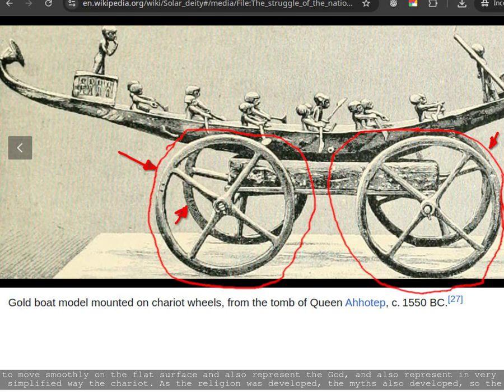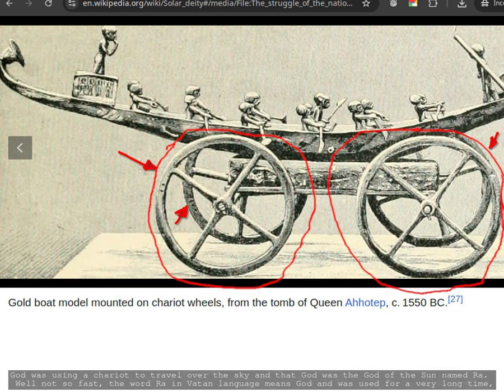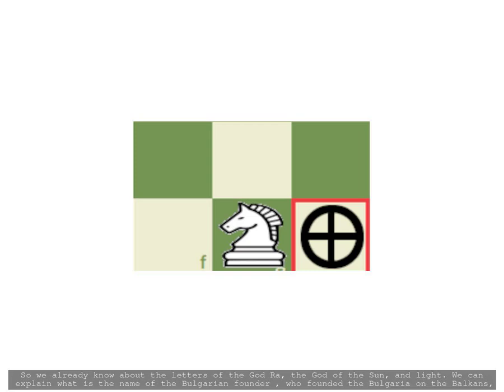As the religion was developed, the myths also developed, so the god was using a chariot to travel over the sky, and that god was the god of the sun, named Ra. Well, not so fast. The word Ra in Vatan language means God, and was used for a very long time. But after the fall of the Babylon Tower, the languages changed, and many have lost that very important word for God. So we already know about the letters of the god Ra, the god of the sun and light.